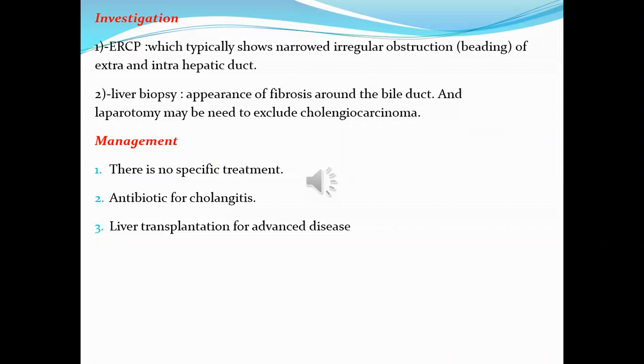Investigation of choice is ERCP, which typically shows narrow irregular obstruction of the extra- and intrahepatic bile ducts. We call it beading, like a rosary. Or confirmed by liver biopsy showing fibrosis around the bile duct, and laparotomy may be needed to exclude cholangiocarcinoma. How to manage? No specific management of sclerosing cholangitis. Antibiotics can be used to treat any infection. If advanced liver cirrhosis, treat by liver transplant.